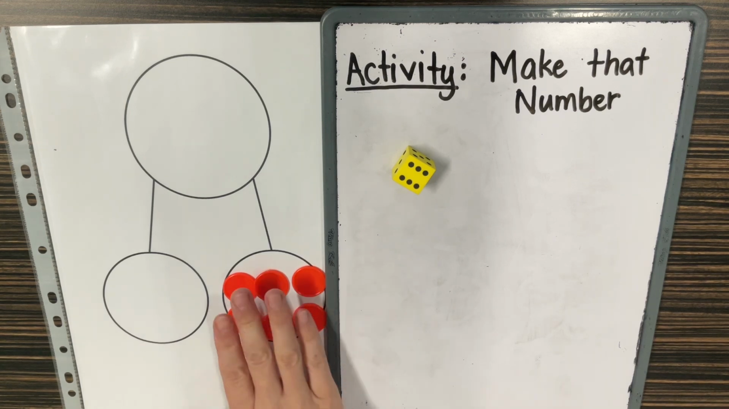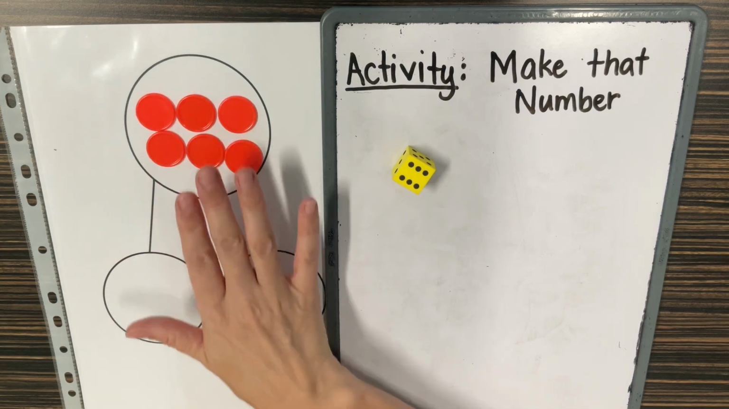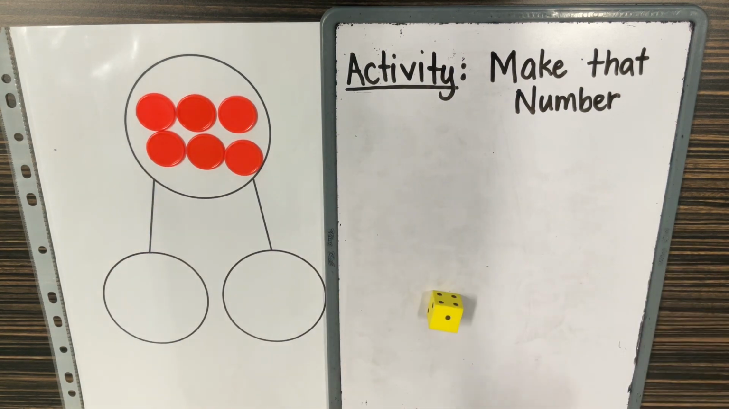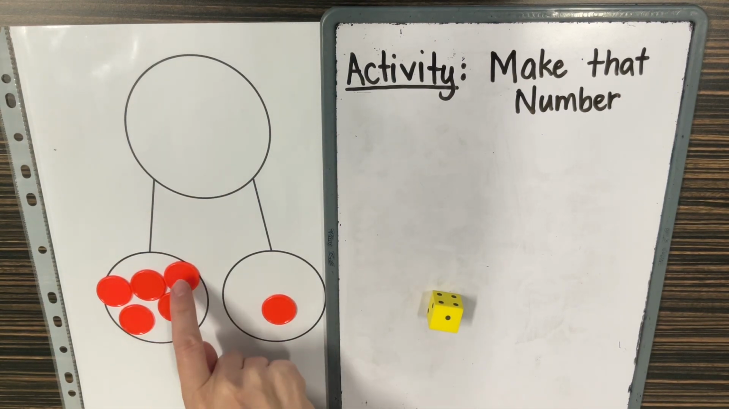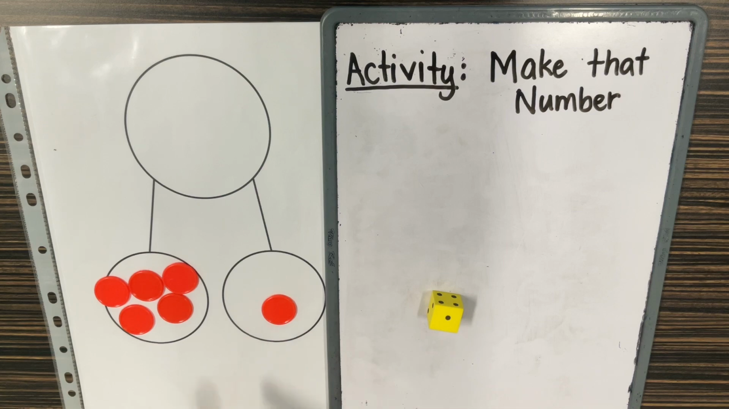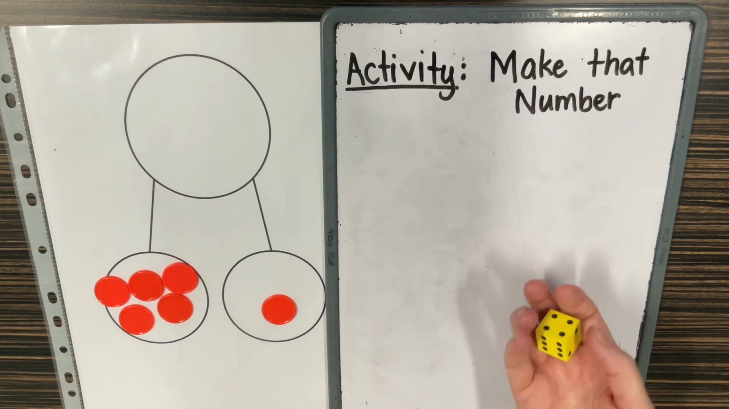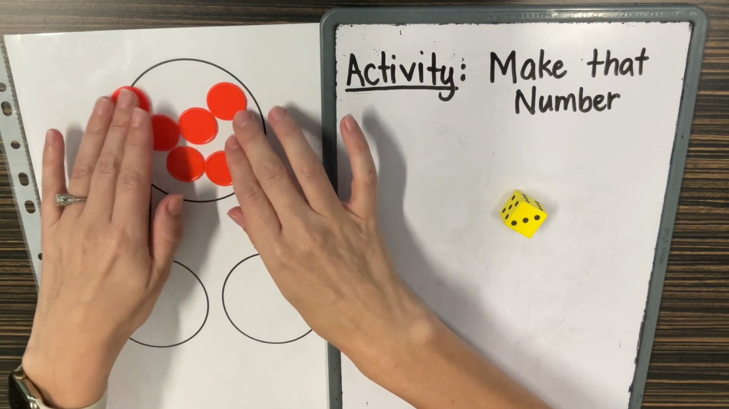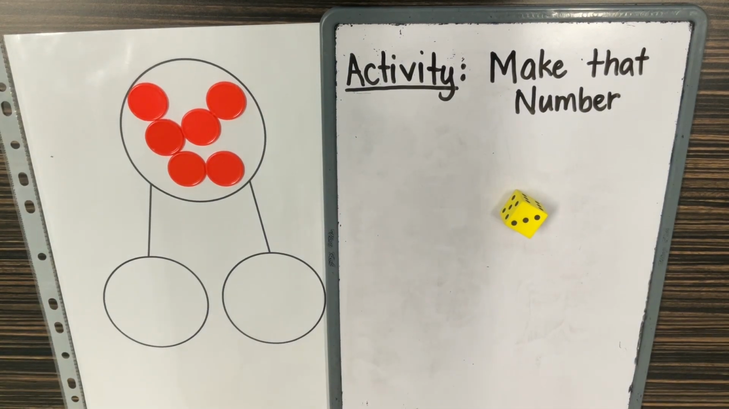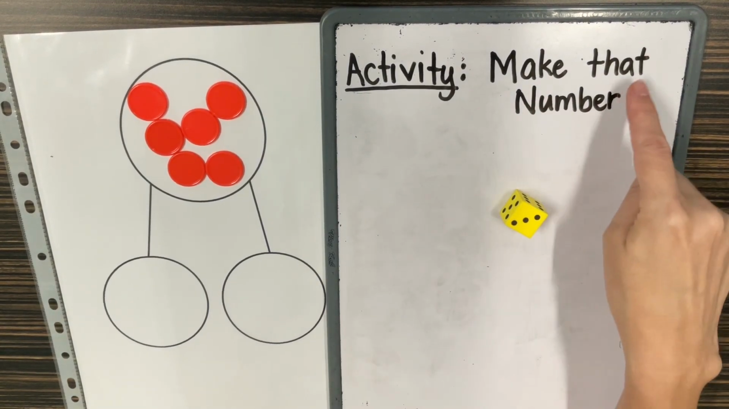Now it's my partner's turn. We start again with the whole. We roll. I put 1 in one part. How many go in the other part? 1, 2, 3, 4, 5. 5 and 1 is 6. We can keep taking turns, making these different parts, and see how many ways we can make that number.